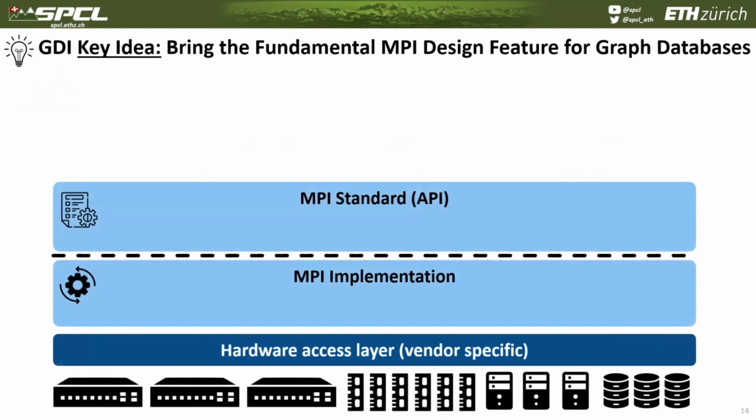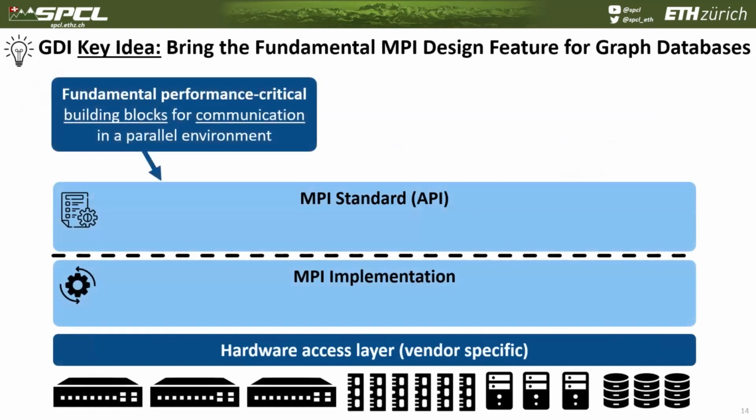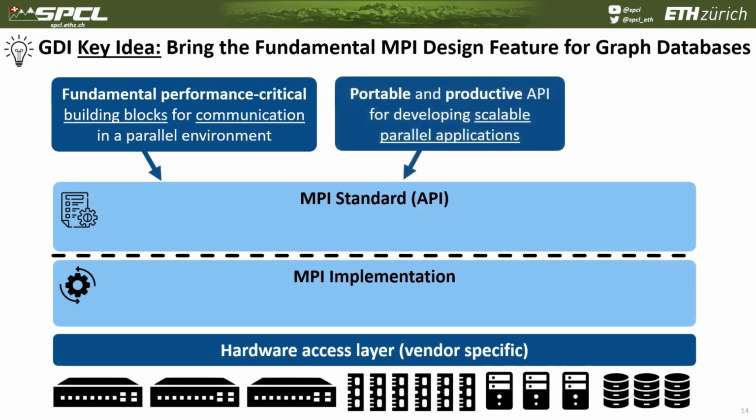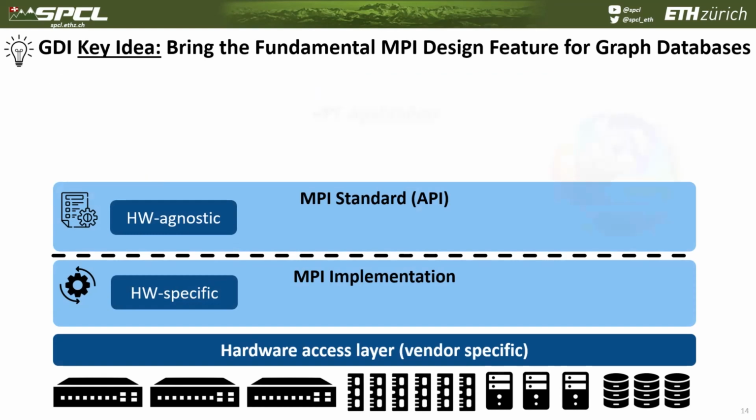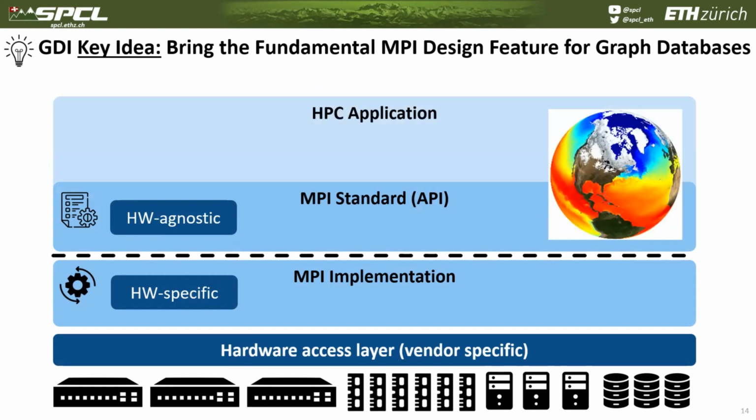So what we have in MPI is the separation between the hardware agnostic MPI standard, which is the API, which is really just a kind of a toolbox with building blocks for communication in a parallel setting, and enables a portable and productive API, being hardware agnostic, and the underlying MPI implementation, which is specific for a given architecture. So that means that it's much easier to build an HPC application if we can use this hardware agnostic MPI standard API for building it. It enables portability just by its design.